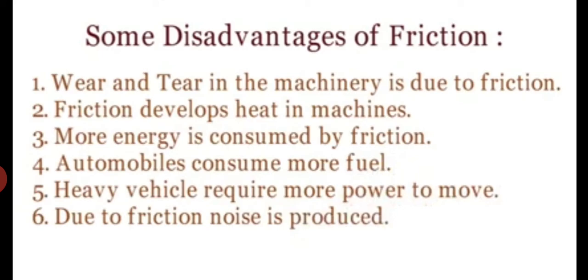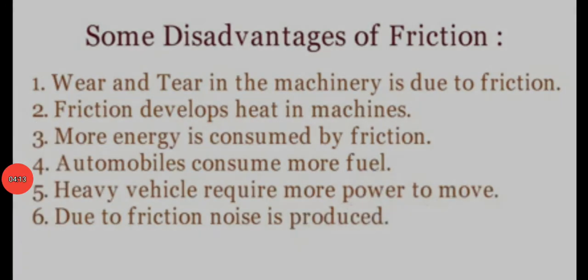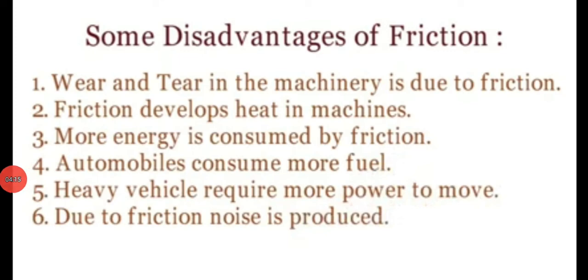Also, different parts of machines wear out due to friction. That means wear and tear in the machinery is due to friction. Friction develops heat in machines. The heat produced due to friction is a wastage of energy and can damage machines if it is not controlled.